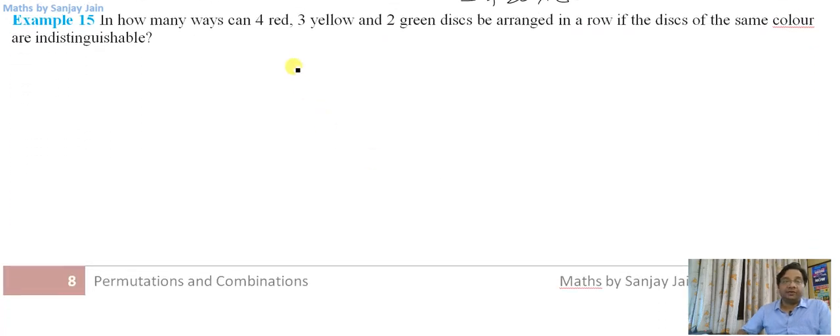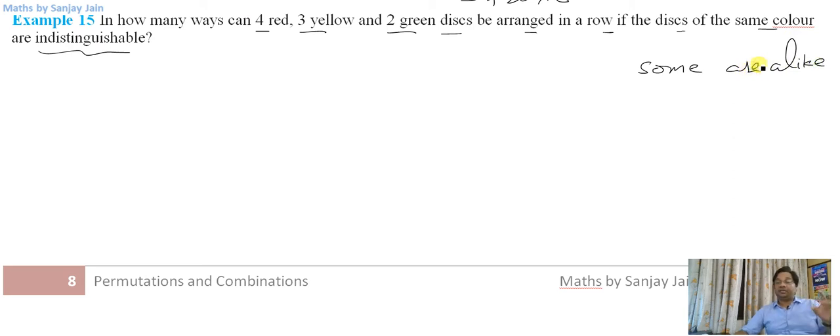Now in how many ways can 4 red, 3 yellow, 2 green discs be arranged in a row if the discs of the same color are indistinguishable? So we are dealing with the case where some are alike, right? Arrangement of objects where some objects are alike, some other objects are of some other kind, right? So what will be the total number of arrangements? 4, 3, 7 and 2, 9. So total 9 discs are there.